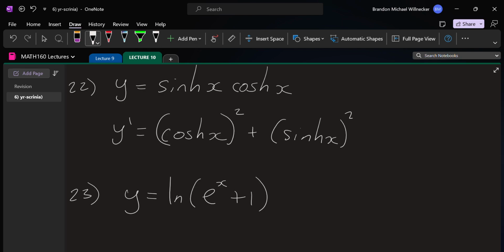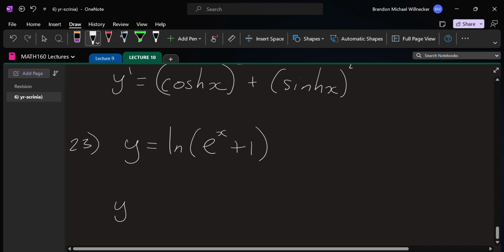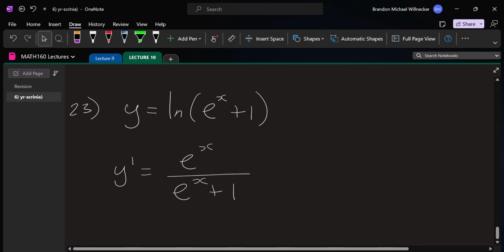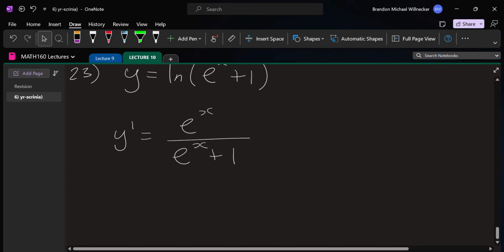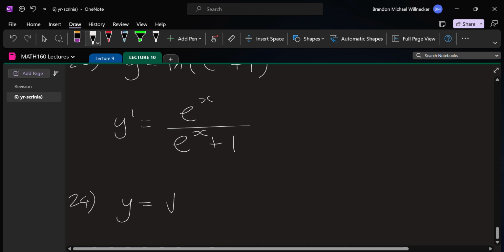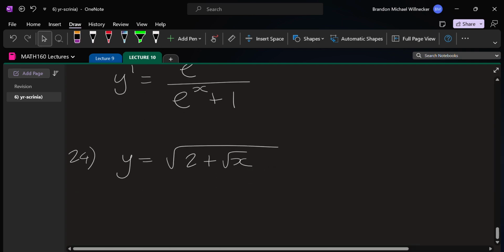Okay, 23. Okay, so we have y is equal to the natural log of e to the x plus 1. Okay, again, we've got a composition, the natural log on the outside, e to the x plus 1 on the inside. So we're going to have 1 over the stuff inside times the derivative of the stuff inside. So y prime, that will be e to the x over e to the x plus 1. Okay, so 1 over the stuff inside, and then times the derivative of the stuff inside.